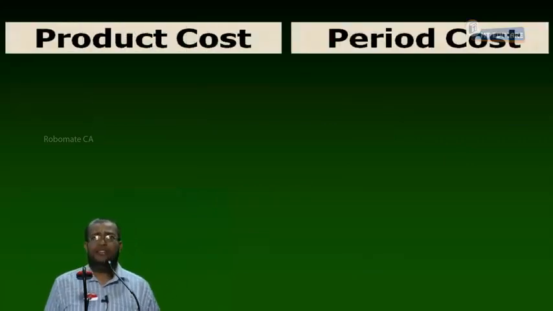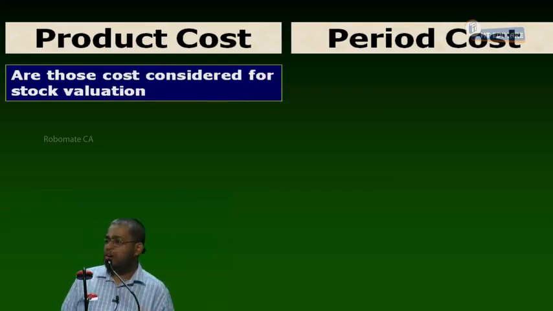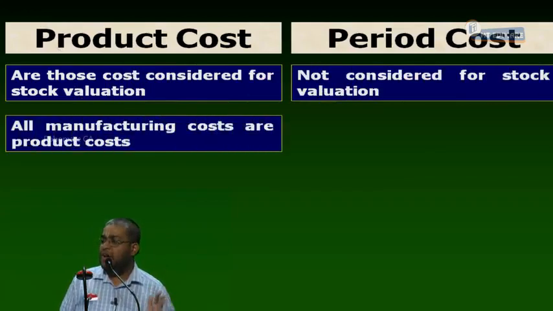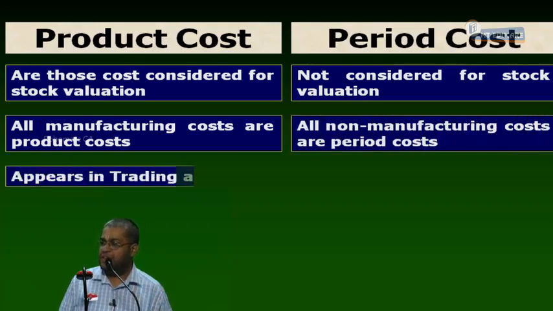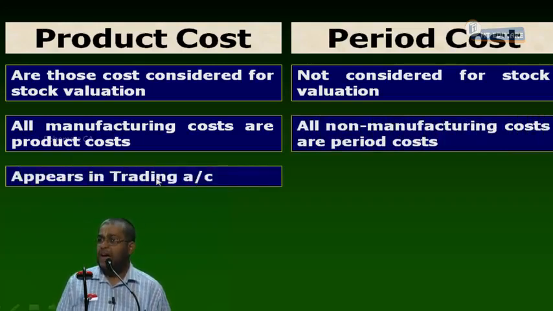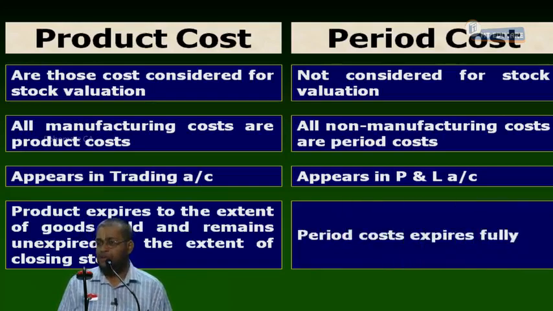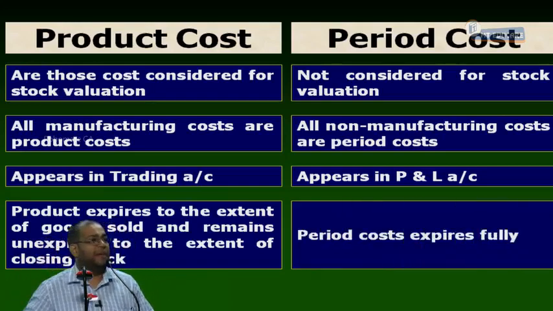So this is already discussed. What is product cost? Those costs considered for stock valuation. What is period cost? Not considered for stock valuation. All manufacturing costs appear in trading, all non-manufacturing costs appear in P&L. Product cost expires to the extent of goods sold and remains unexpired to the extent of closing stock. Period cost expires fully. That is the difference between product cost and period cost.